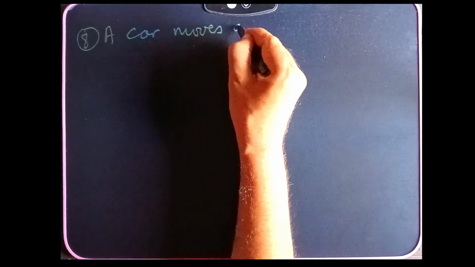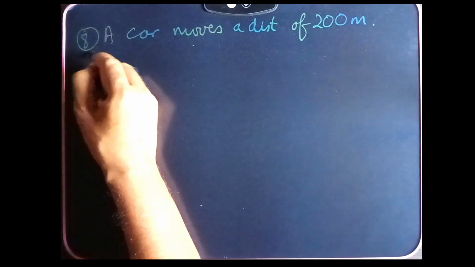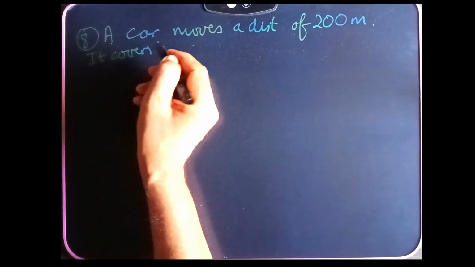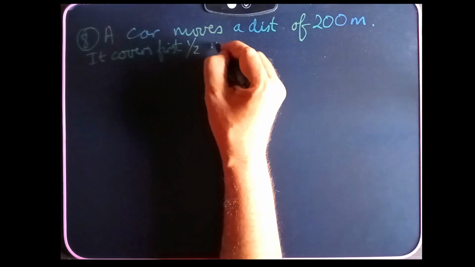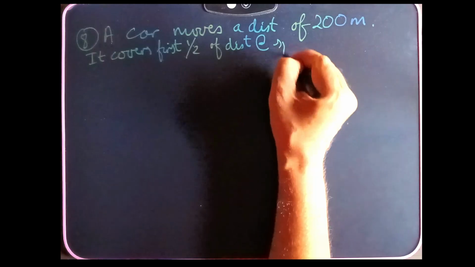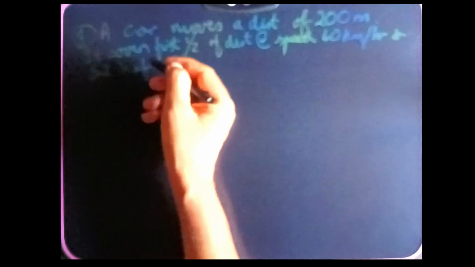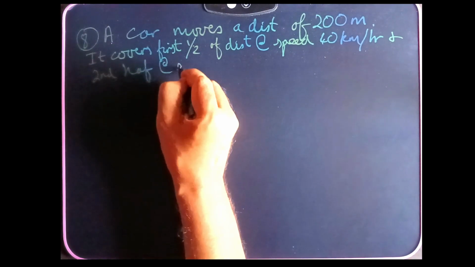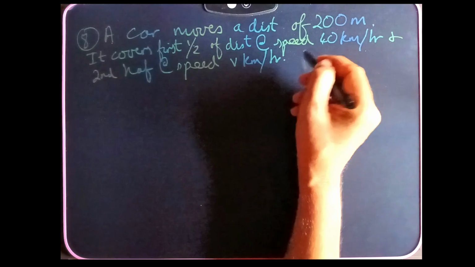A car moves a distance of 200 meters. It covers the first half of the distance at speed 40 kilometer per hour, and the second half at speed v kilometer per hour. Here average speed is given.